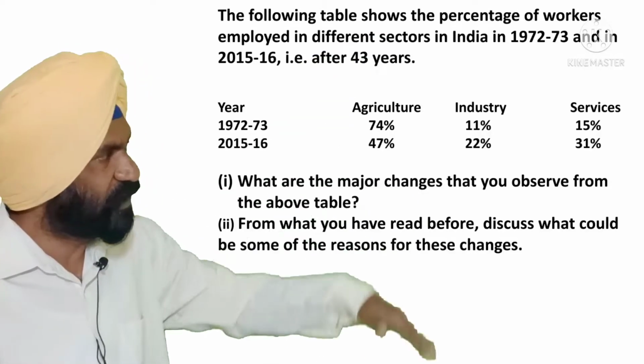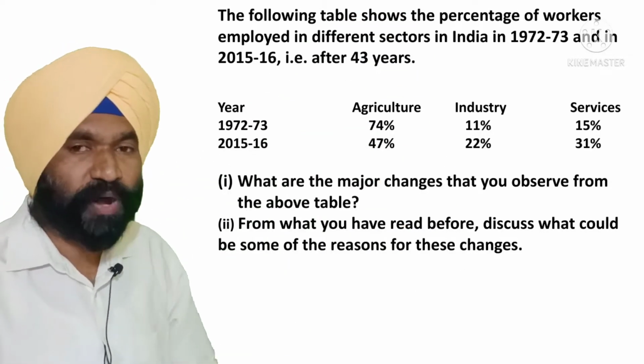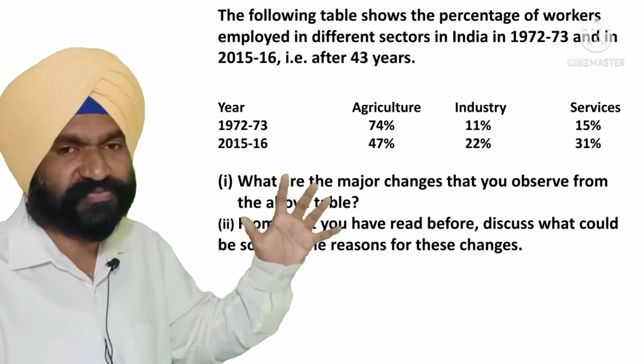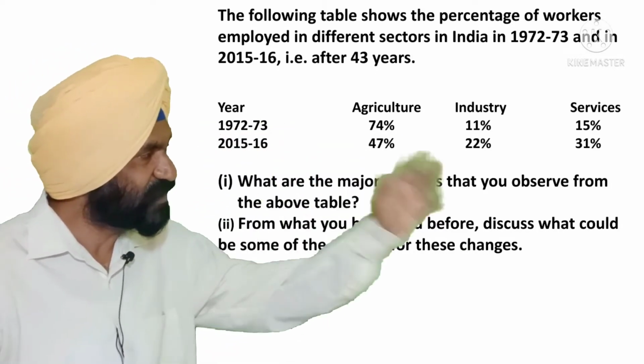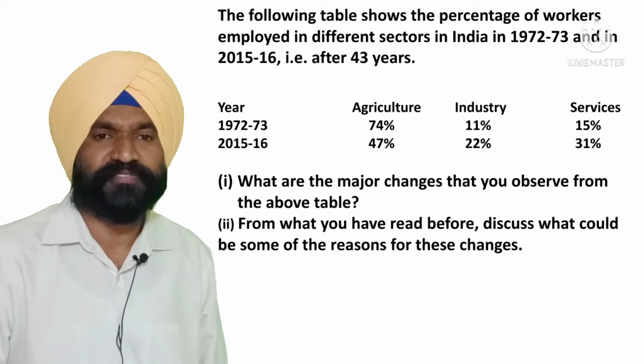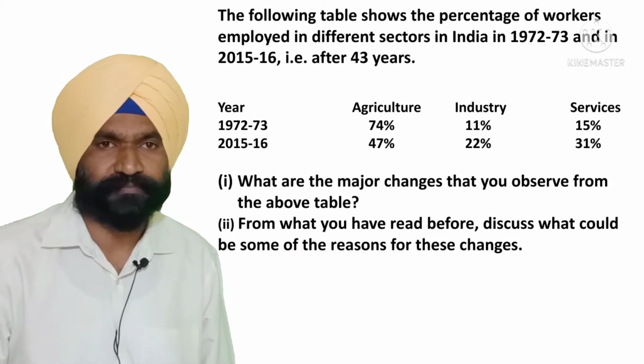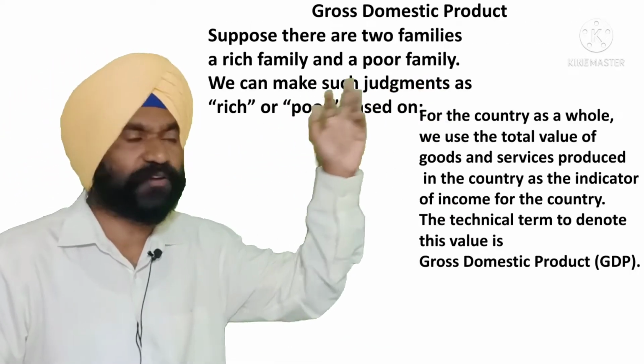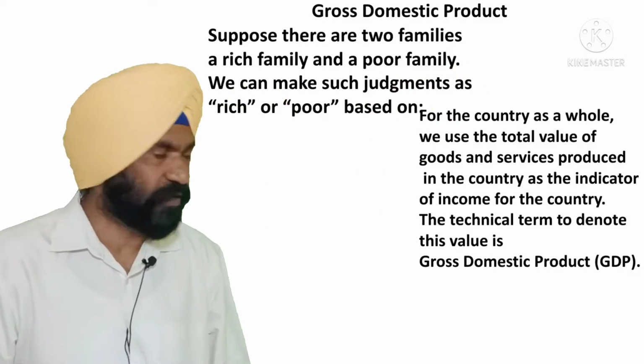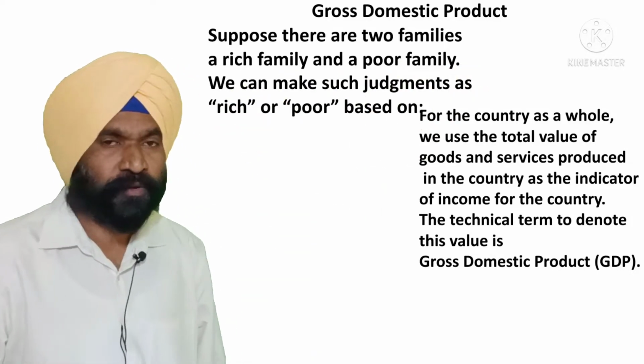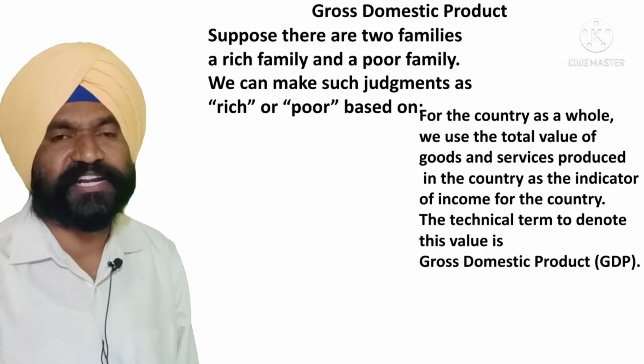Now what we have read, what we have seen in this table, what were the major changes we have seen now? Now what are the reasons for these changes? What are the different reasons for the changes we will study? In the beginning of the lesson, we have come across this word called GDP, gross domestic product. What is this GDP? We are going to understand now here.